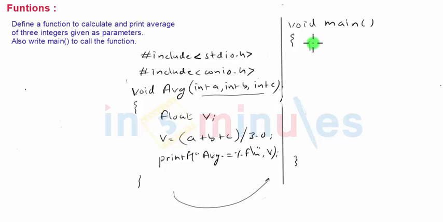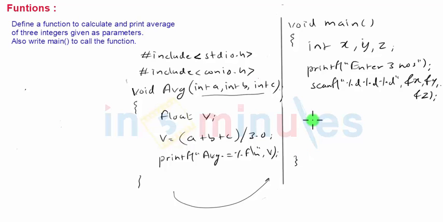And for that, here I'll define three variables. Let's say x, y, and z. This will follow normal syntax rules. Then we'll input the values for x, y, z using printf, scanf commands. So these commands will input the values for x, y, z. Then we need to call the function, and while calling a function we have to supply the values of x, y, z to the function, and for that we write it like this. We write avg with parameters over here as x, y, z.